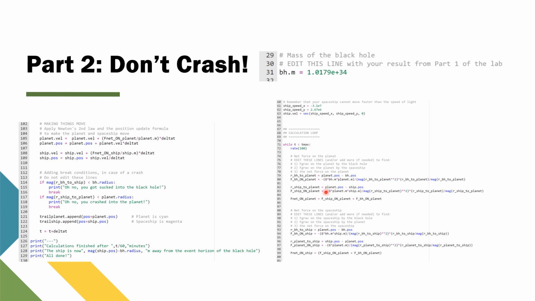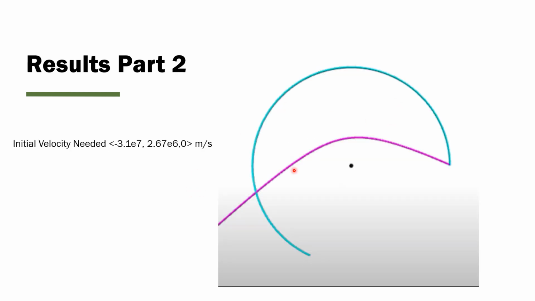It's all just gravitational force, and it's just inputting all the values that were found in other lines of code and what was given to us, and just manipulation, nothing new. And then the radius of the black hole to ship is ship position minus the black hole position. It's all the same. Same thing for down here, just gravitational force manipulation. Results from part two: I got that the initial velocity needed was negative 3.1 e to the 7 and 2.61 e to the 6 meters per second.